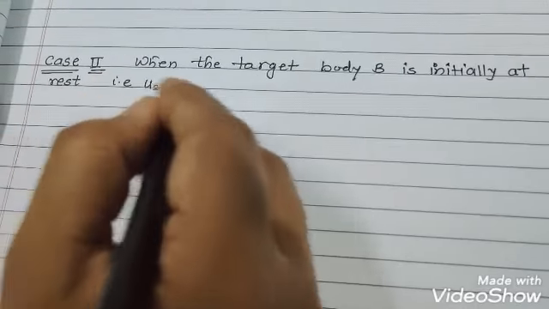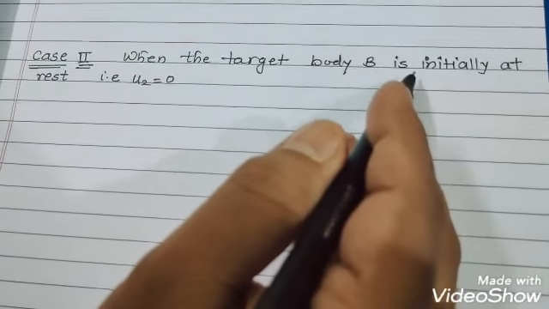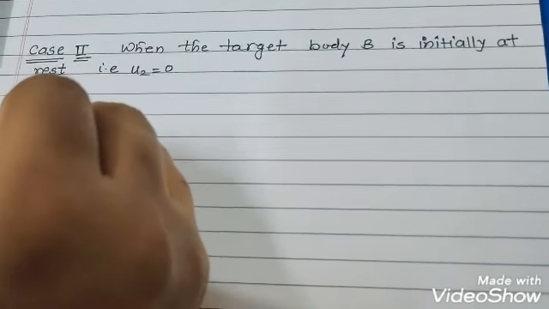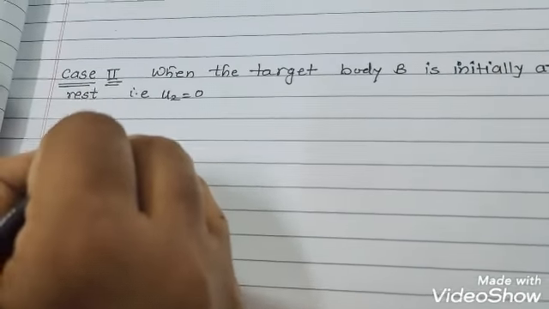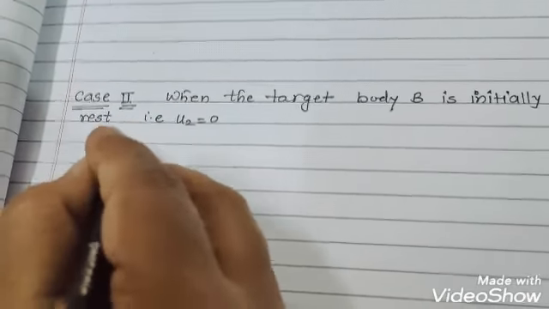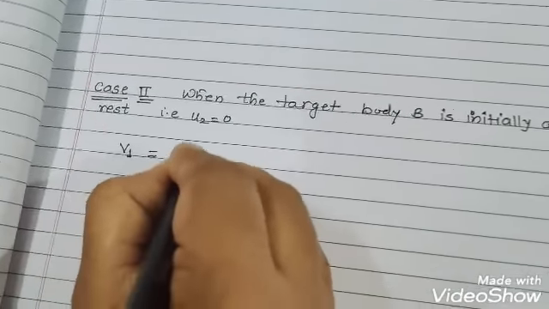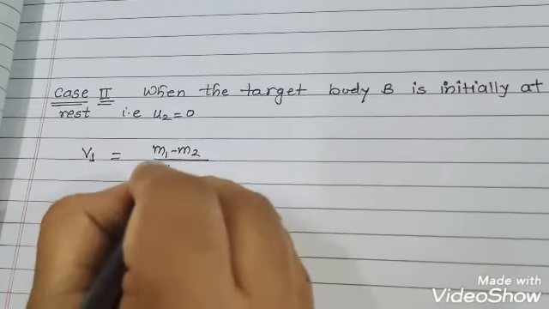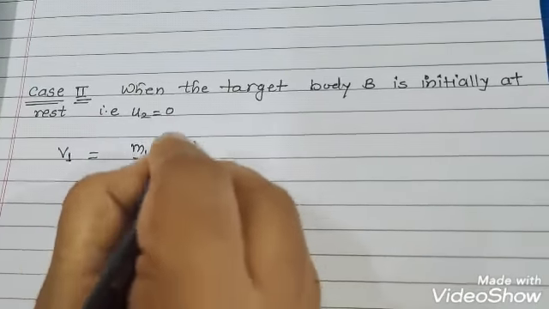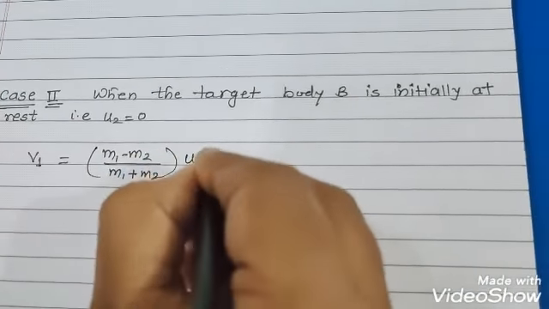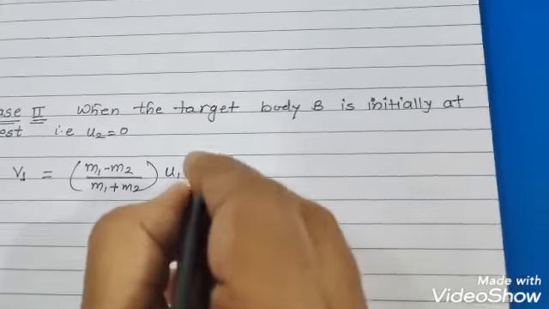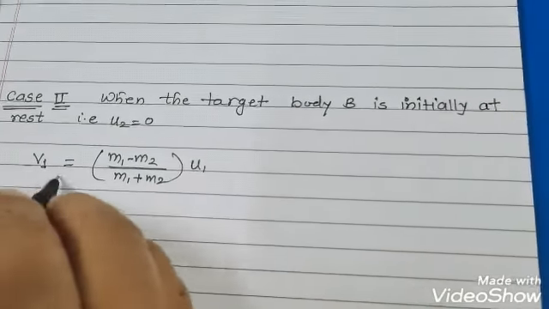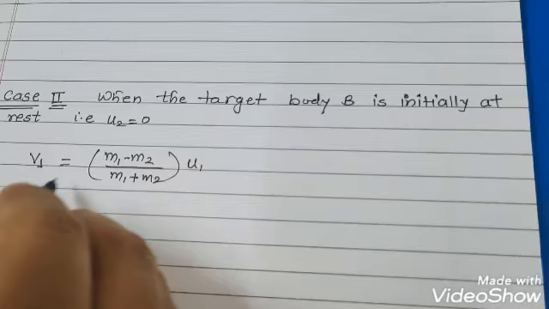Case 2. When the target body B is initially at rest, that is u2 is equal to 0, the velocity of body A after collision will be equal to (m1 minus m2) upon (m1 plus m2) times u1. The second term contains u2, and since u2 is 0, the second term will be 0. So v1 will be equal to this.